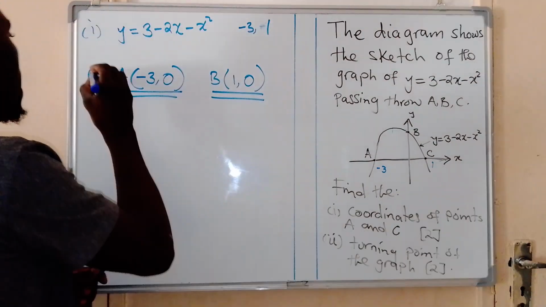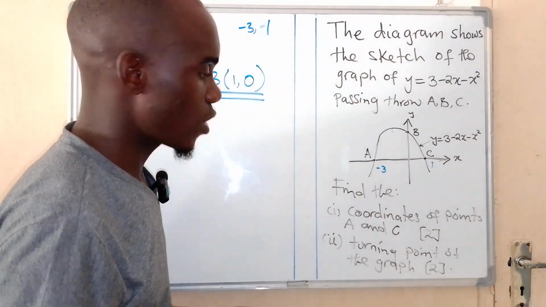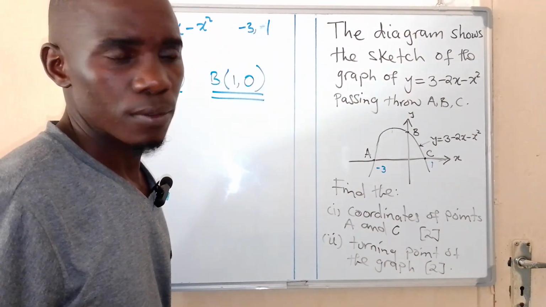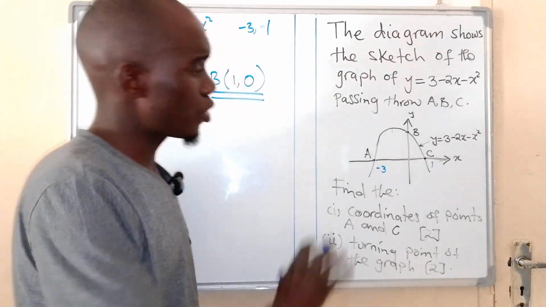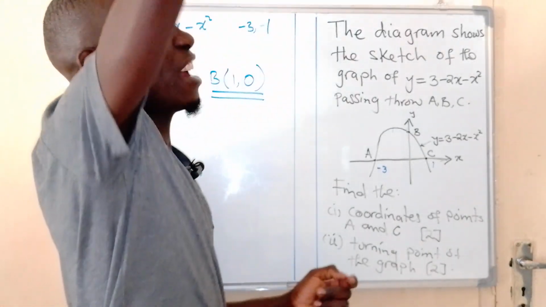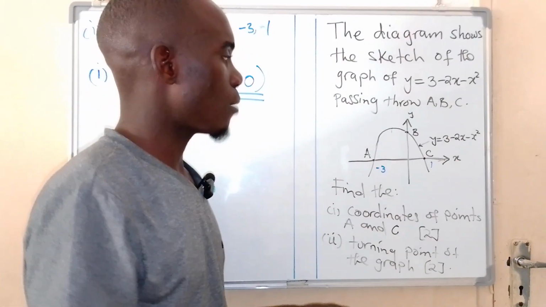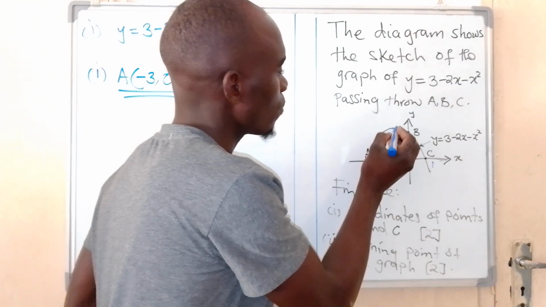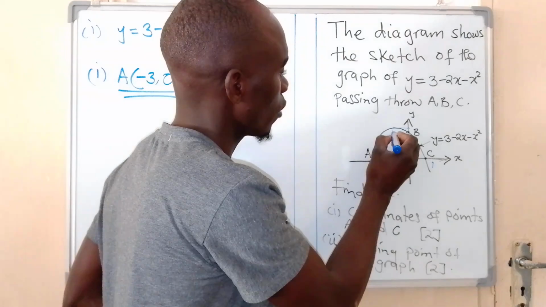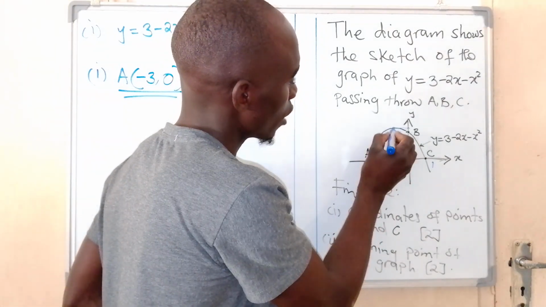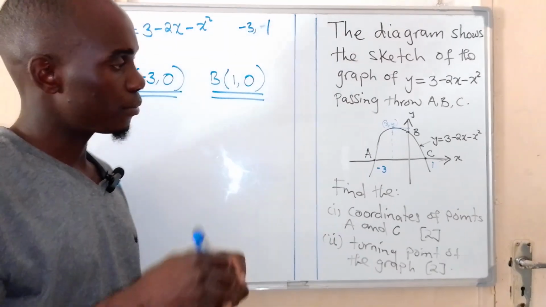Part B: find the coordinates of the turning point of the graph. How do you find the point? If you want to know the turning point, you check the graph, where is it turning, the highest point? In other words, you can say maximum or minimum. So in this case, we have the maximum. What are the values at this point? What is the value here on the part of y? And what is the value of x here?